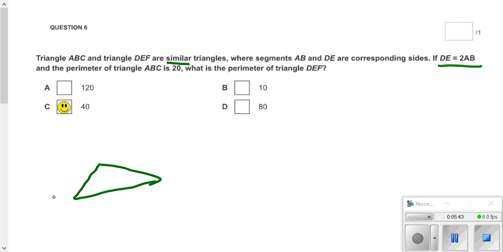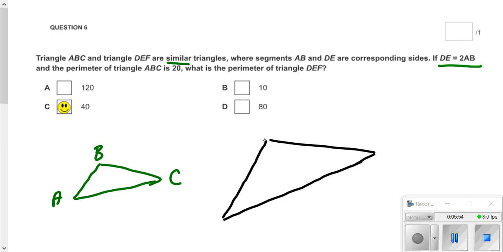So I'm going to make this triangle ABC. And then I'm going to make another triangle. I'm going to try to draw it like twice as big, or at least bigger. Okay, and then it said that AB and DE were the corresponding parts. So at the same location that I have AB, I'm going to have DE. And that makes this side F.